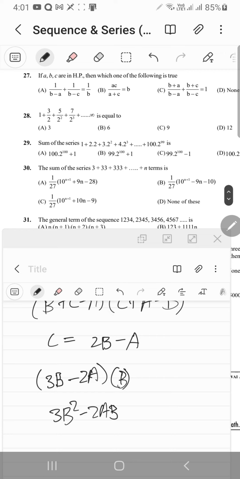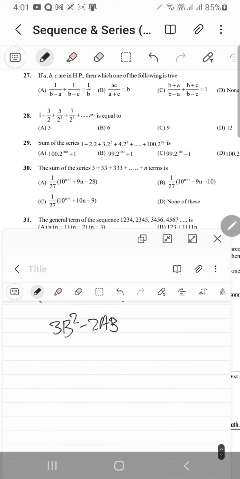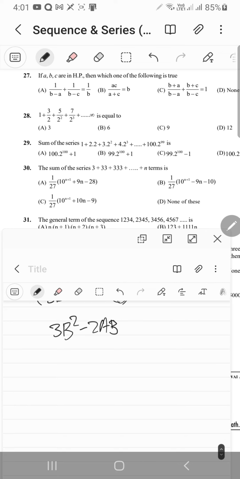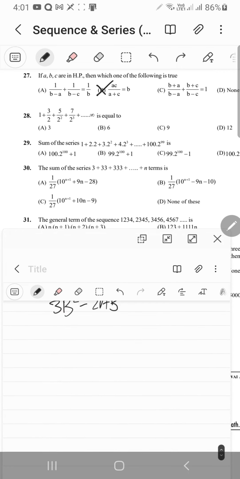Next, if a, b, c are in HP, then which of the following is true? a, b, c in HP, okay. 1 upon b minus a plus, oh god, what is this? No, this is not true. It's not like that. This is incorrect. Is this true? I don't know. The best way to use this substitution was like b is 1 upon capital B and a is 1 upon capital A, and so on. Maybe that will help us somehow.